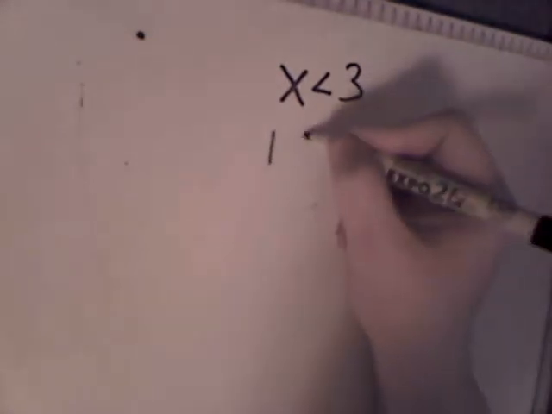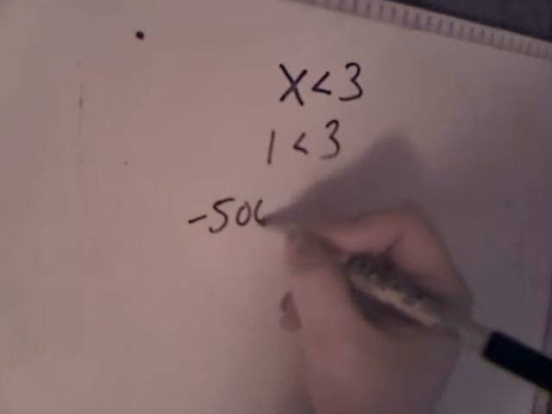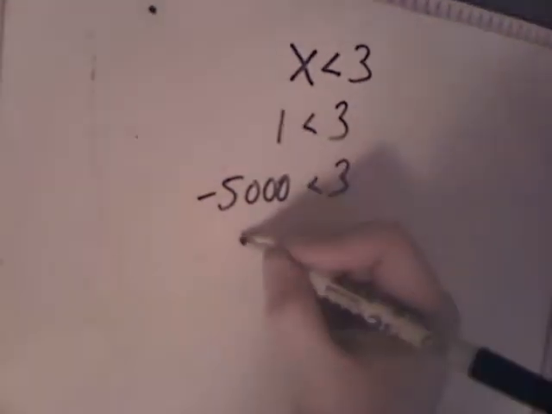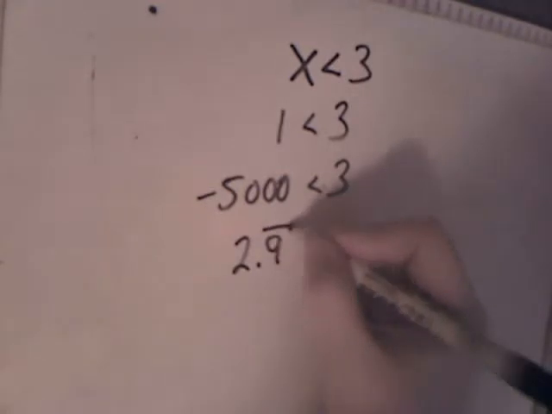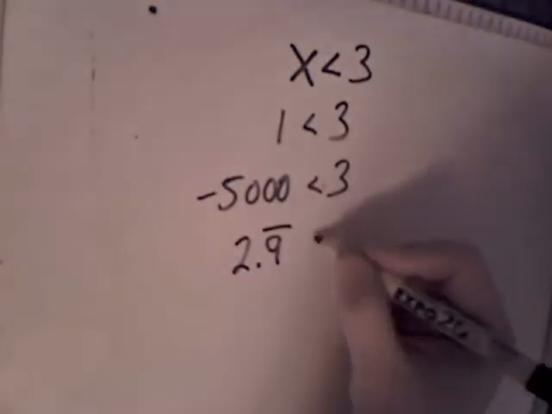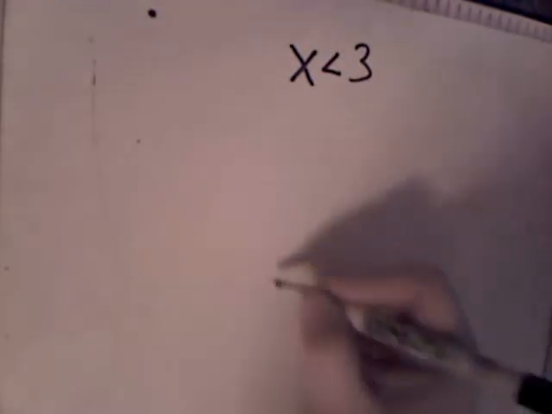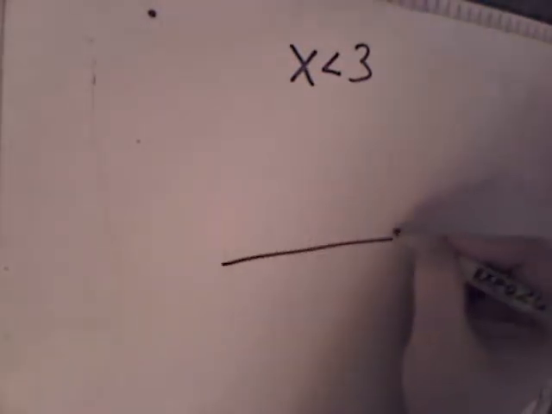X could be any number that is less than 3. It could be 1 because 1 is less than 3. It could be negative 5,000 because negative 5,000 is less than 3. It could be 2.9 repeating because 2.9 repeating is also less than 3. But we want to find a way to show what all of the numbers that x could be are. And in order to do that, we are going to use a number line.